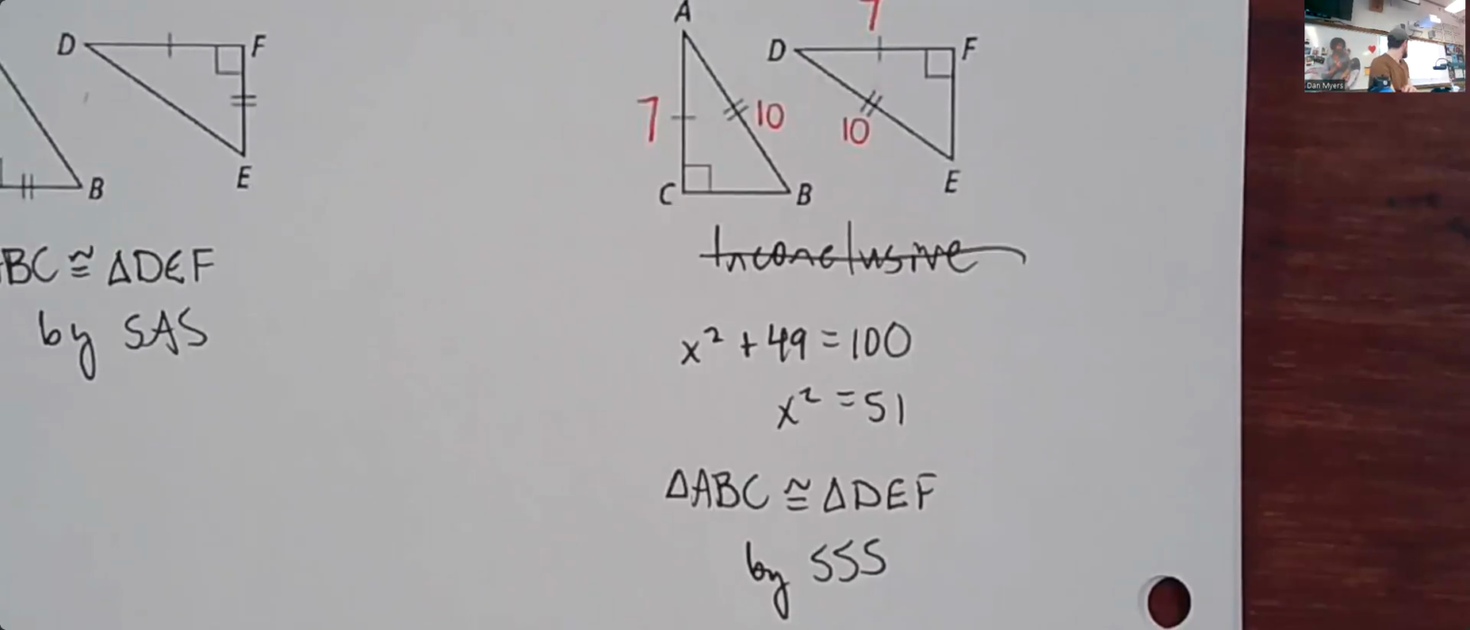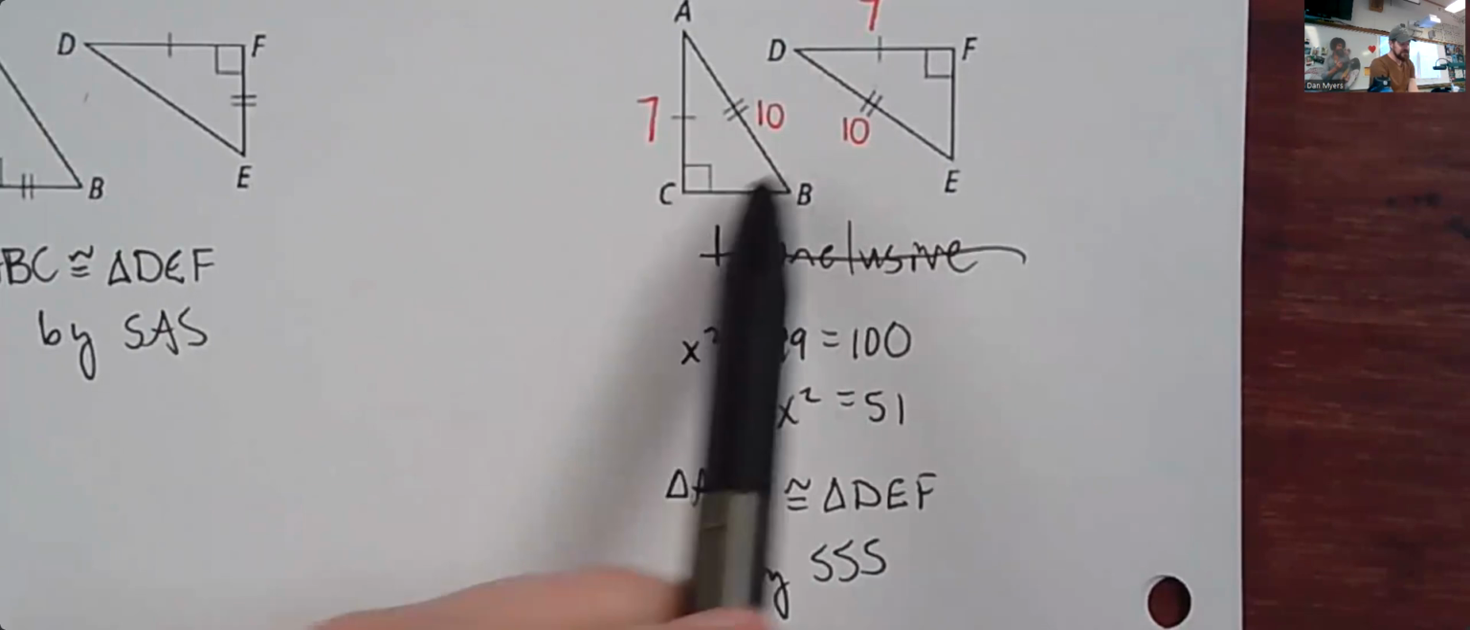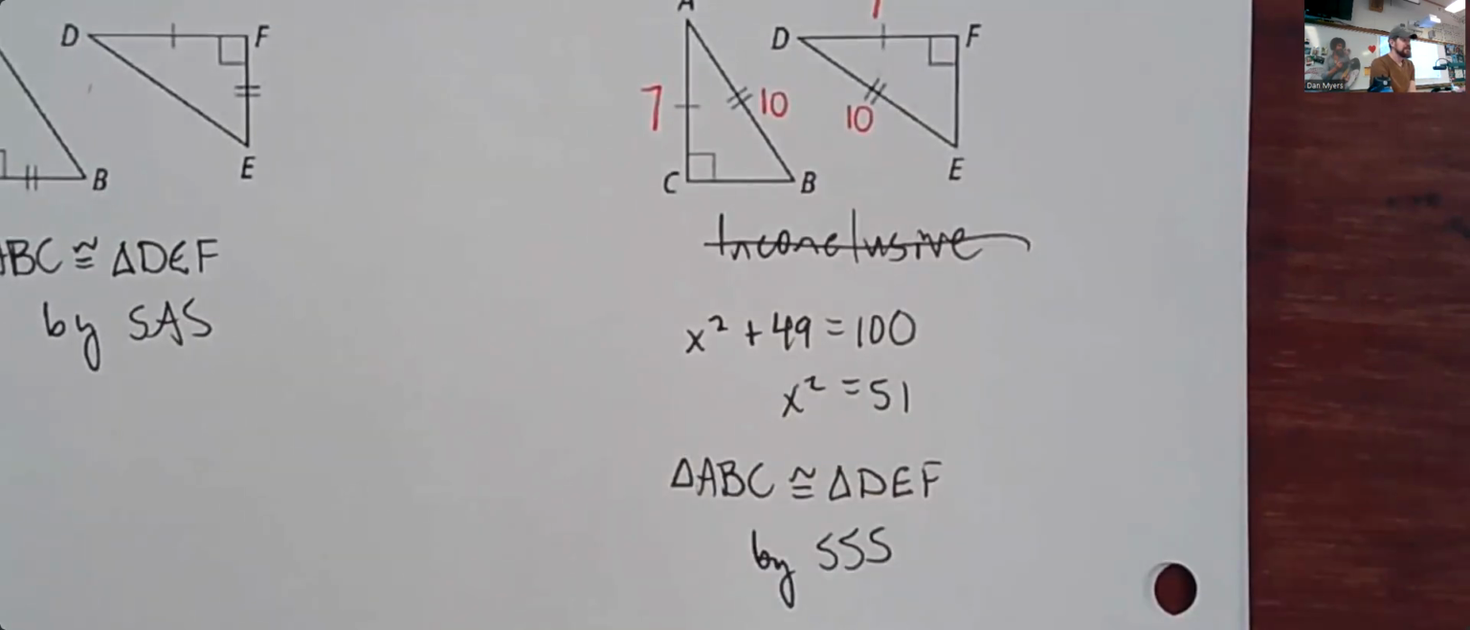We can't use the Pythagorean theorem without right triangles. Because they're right triangles, we can figure out the length of the third sides to say that those two triangles are in fact congruent, because the third sides have to be the same.